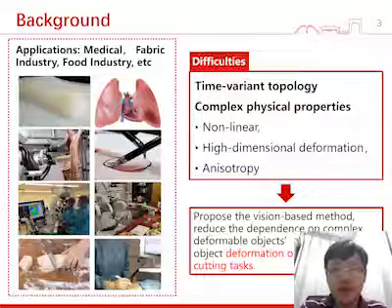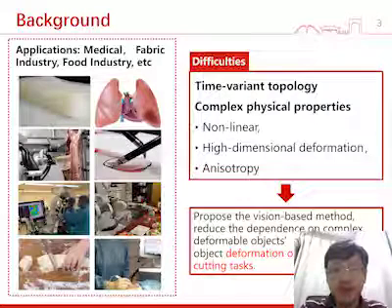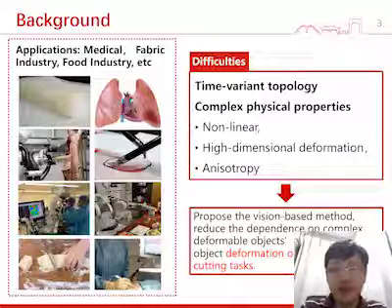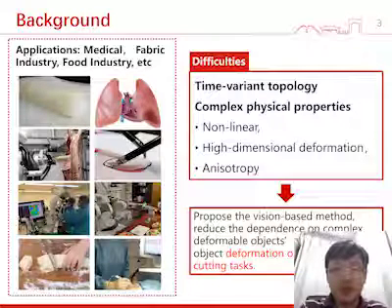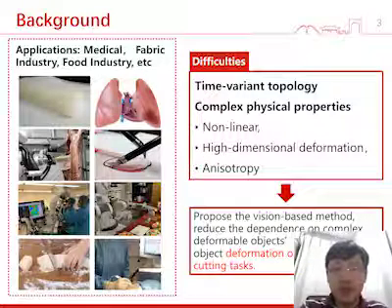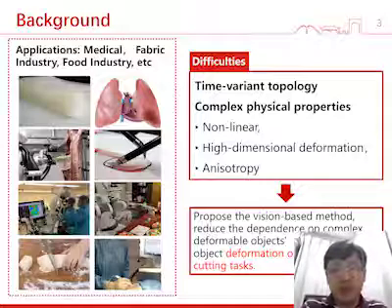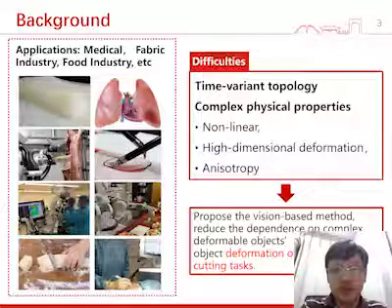Therefore, the automatic operation of the flexible body involves two important problems. One is that improper pulling and collision can easily damage the flexible body during the deformation operation. The other is the process of separating the tissue, such as cutting. The temporary topology structure will introduce new problems. To address these problems, we propose a vision-based algorithm to reduce the dependency on complex deformable object models and complete the object deformation operation and cutting task.